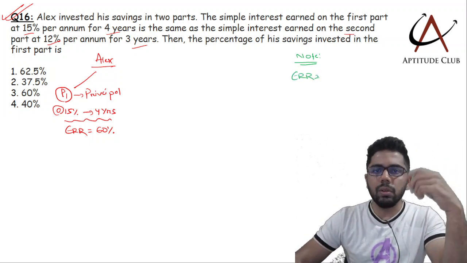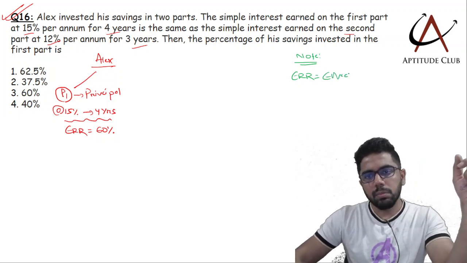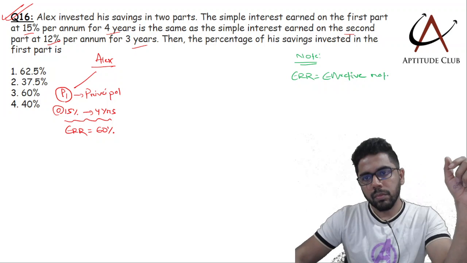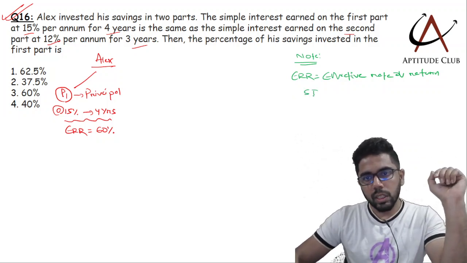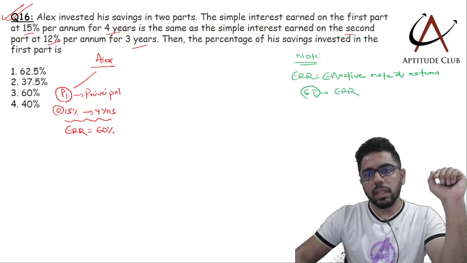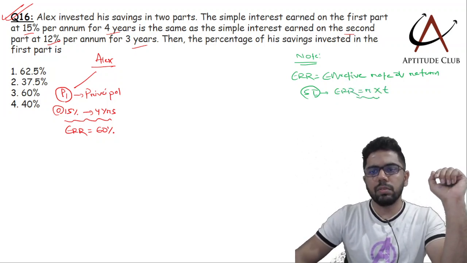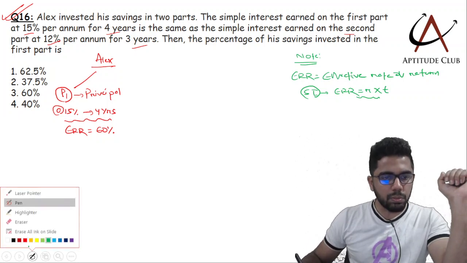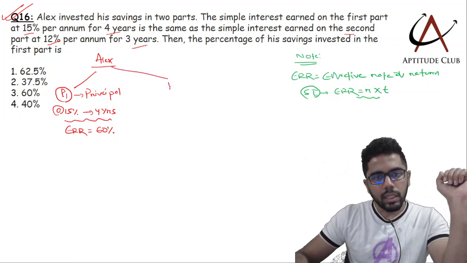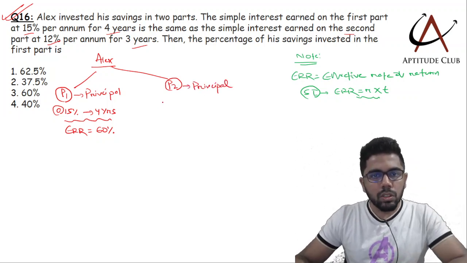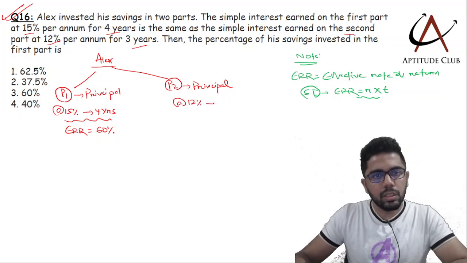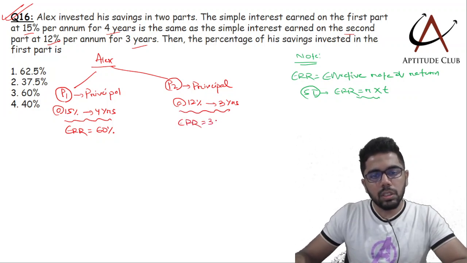In case of SI, calculating this effective rate of return is very easy. Simple rate of interest into time period. Effective rate of return. So if I keep getting a return of 15% per year, so in 4 years I'll get a 60% return. So in case of simple interest, ERR is calculated in this way, R into T. Just very simple. So from the first part, I am getting 60% return, and the second part, let us say P2 is the principal. And on this part, I am getting a 12% rate of interest for a period of 3 years. So here the overall return ERR is basically 36%.